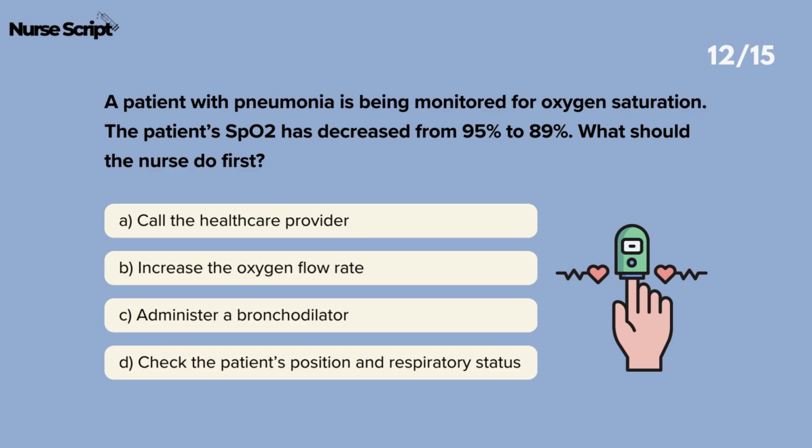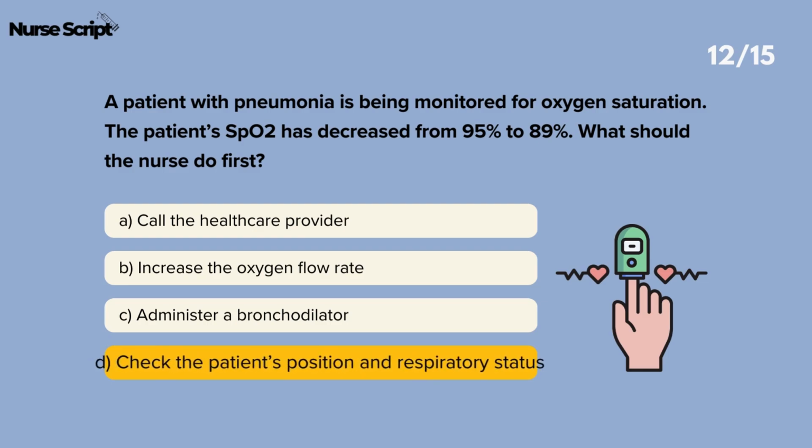A patient with pneumonia is being monitored for oxygen saturation. The patient's SpO2 has decreased from 95% to 89%. What should the nurse do first? Check the patient's position and respiratory status.